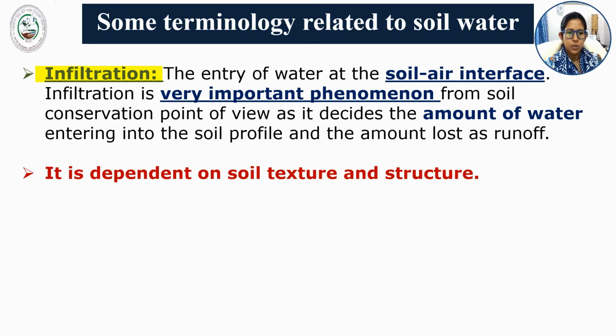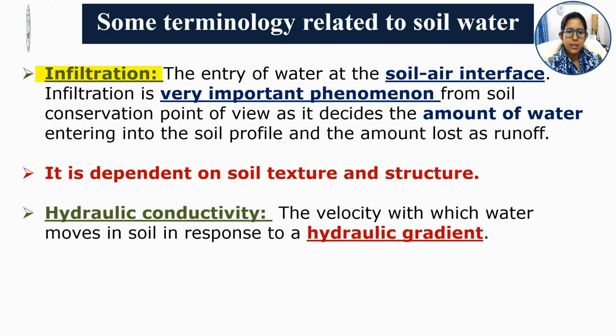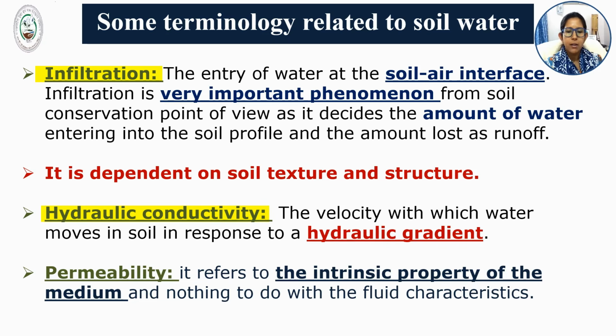texture and structure. The hydraulic conductivity is the velocity of the water within the soil profile in response to a particular hydraulic gradient, whereas permeability is the intrinsic property of the material and it has nothing to do with the fluid characteristics.